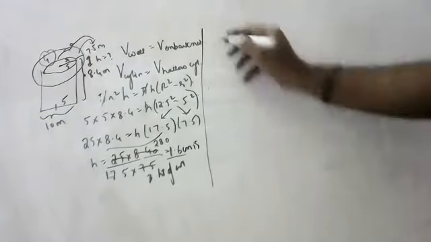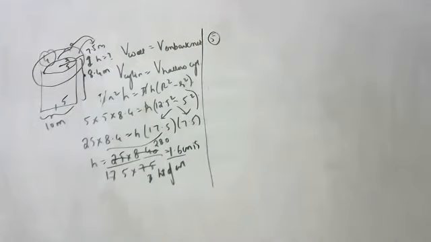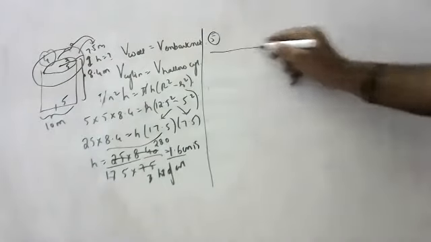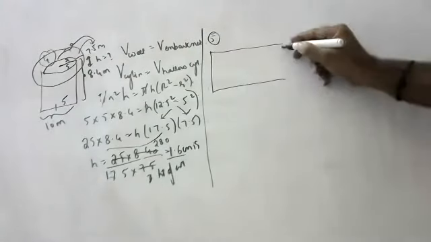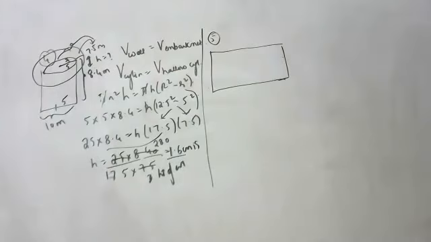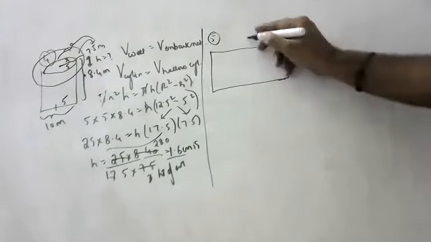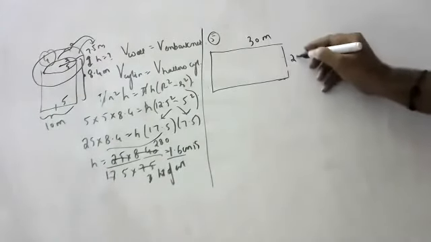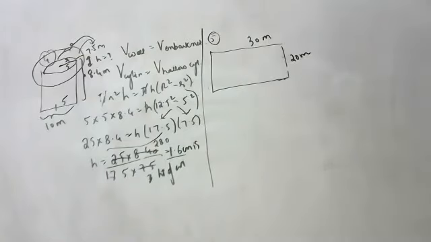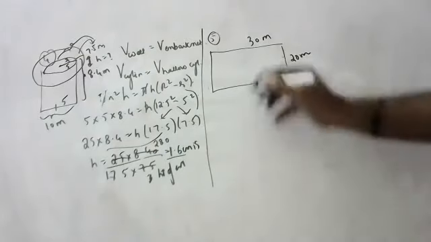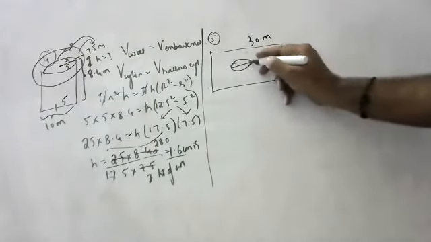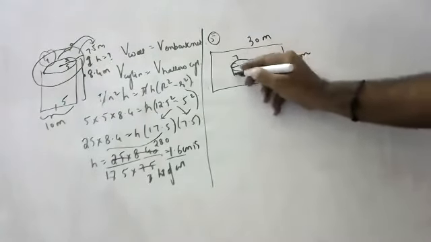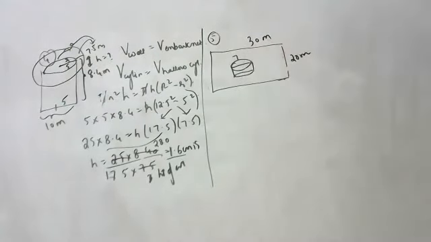Yes, sir. Yana, keep telling. Fifth question is like this. He's saying that in the middle of a rectangular field measuring 30 into 20 meters, a well of 7 meters diameter is dug.